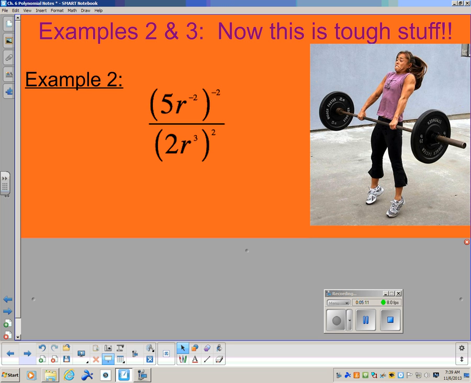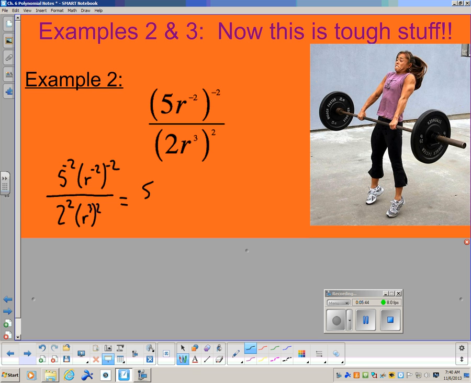And then we've got 5 to the r to the negative 2 to the negative 2, and then we got 1 down here. So I can work through this one here. I'm going to take everything in the power of negative 2, so I got 5 to the negative 2, r to the negative 2 to the negative 2, divided by 2 to the second, taking everything in there to the second power, r to the third to the second. So 5 to the negative 2 there, I'm just going to leave that alone for now. R to the negative 2 to the negative 2, going power to a power there.